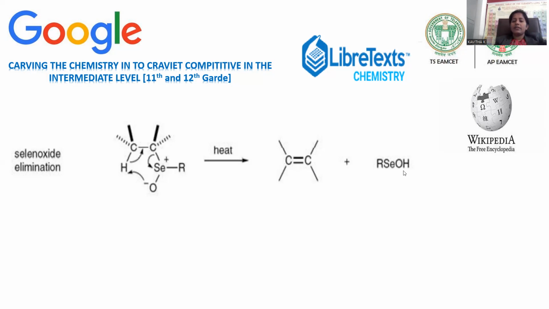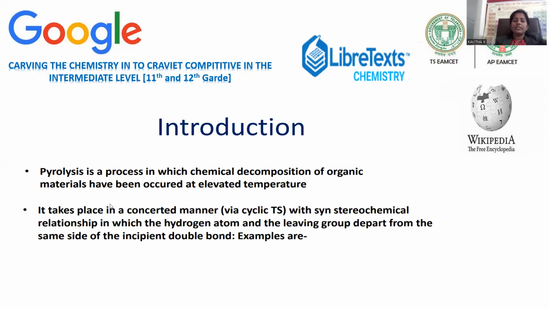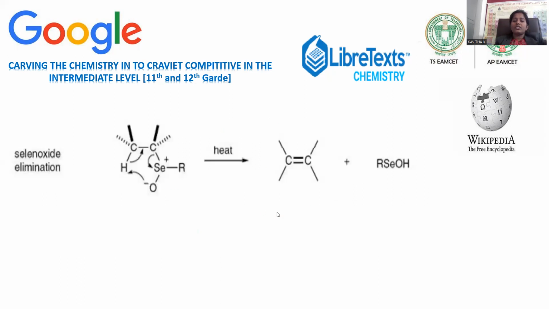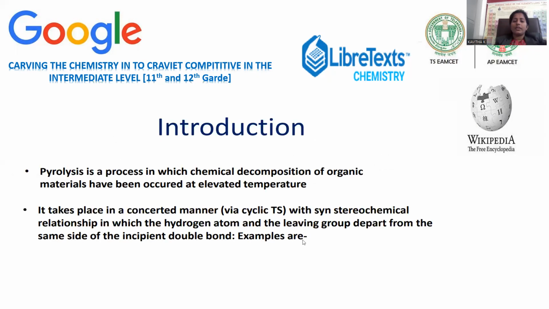removing this selenium hydroxide. Let me say, pyrolysis stands for any chemical decomposition, breaking of bonds under elevated temperature conditions, right? Any chemical decomposition accomplished by elevated temperature, high temperature, we can say it is pyrolysis. And it can take place with the cyclic transition state. If you see clearly, notice that a cyclic transition state is possible over there.